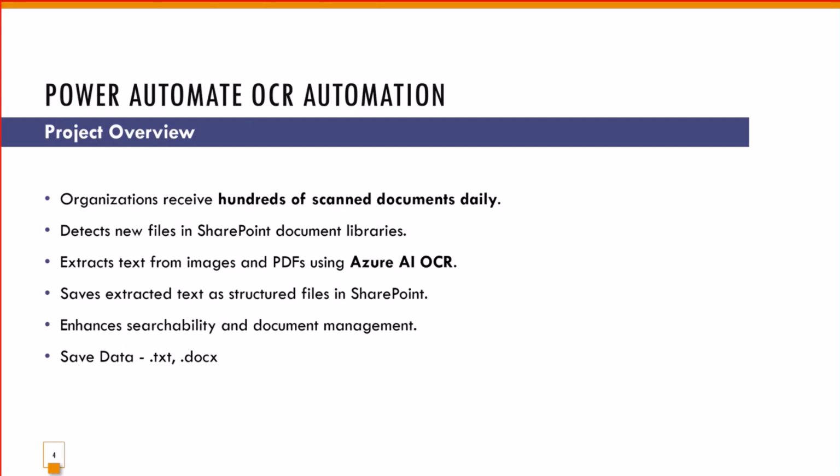So once that is done, the project overview. In the project overview, we are going to detect new files in SharePoint. Once we've identified a newly added file, this will trigger the flow. So we'll extract information from those files, and I'm only recognizing two types of files: images and .pdf files which have scanned information or text embedded in terms of images in them. Once I have done that, I'll save the extracted text as a structured file in a document library in SharePoint.